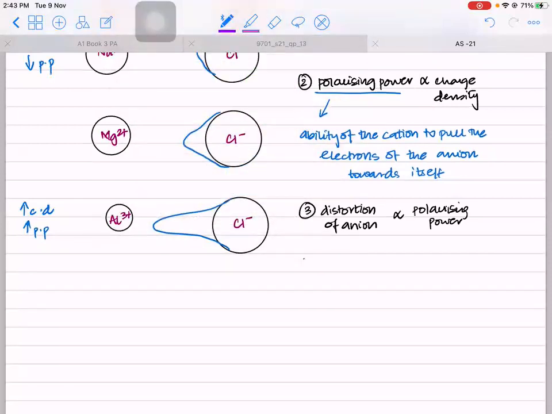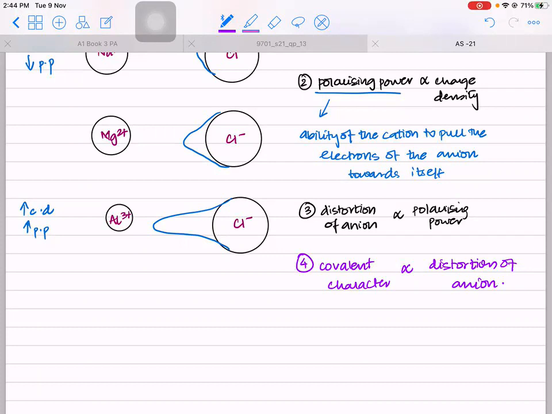Now, the more the distortion, the more will be the covalent character. So covalent character is directly proportional to the distortion of the anion. Because when they pull the electrons, they pull them so strongly that they end up sharing the electrons. And sharing electrons is what phenomenon? Covalent. So because aluminum has a smaller radius and greater charge, it has high charge density. Because of that, it has high polarizing power. Because of that, it will pull the electrons of the anion very strongly, distorting it. Because it distorts it so much, it pulls the electrons and they end up sharing them, giving you a covalent compound rather than ionic.